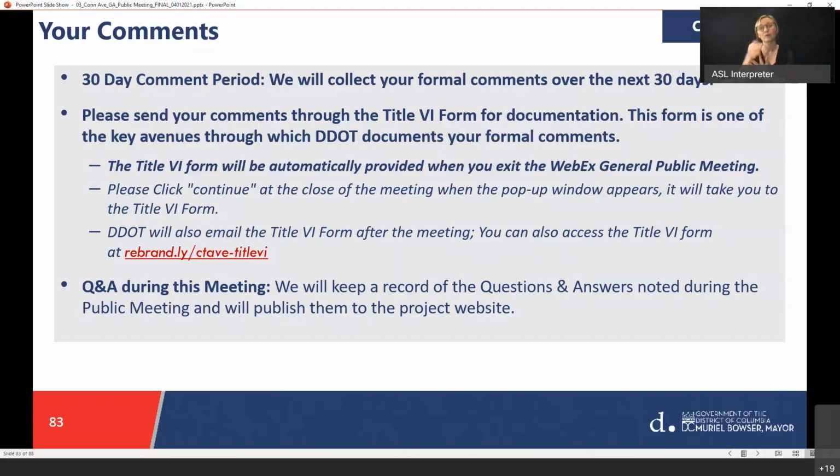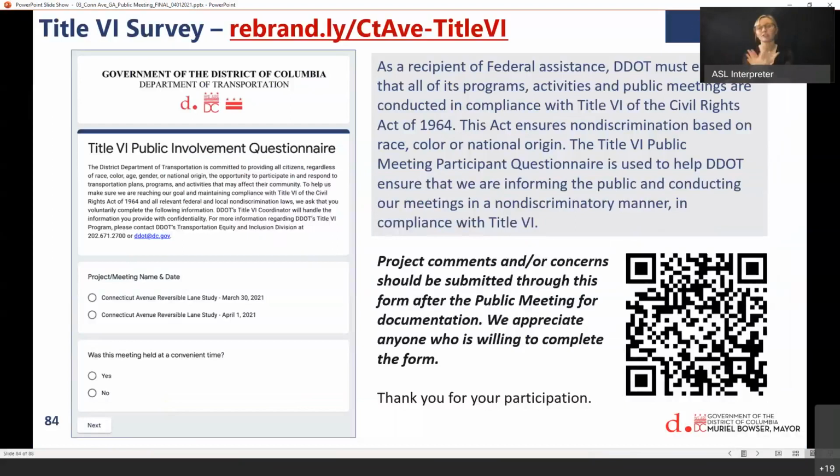We will keep a record of the questions and answers noted during the public meeting, and we will publish them to the project website. This is an example of the Title VI survey form. As you can see, the link is in red. And in the lower right-hand corner, you can see a QR code. To get the form, you just have to take your phone and snap a picture of the QR code, and you'll get the form.